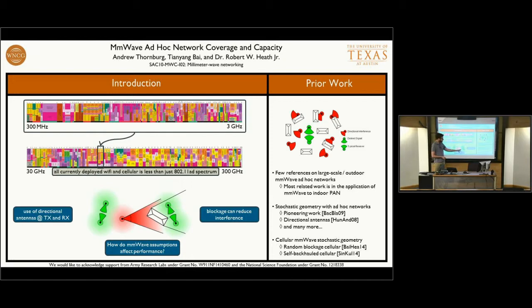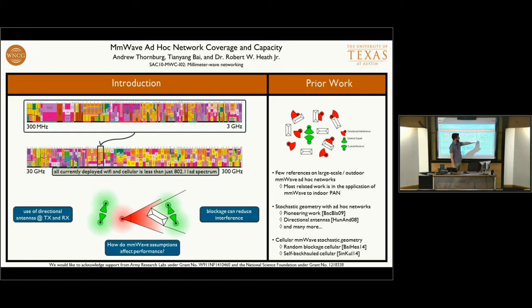Secondly, blockage can and will reduce interference. As you can see here, these two users, which are currently pointed at each other, are heavily shadowed with this building from the nearby interference. So the question that we answer in this work is, how do these assumptions affect the performance of a millimeter wave ad hoc network?